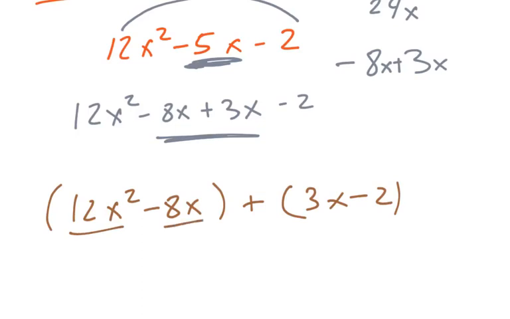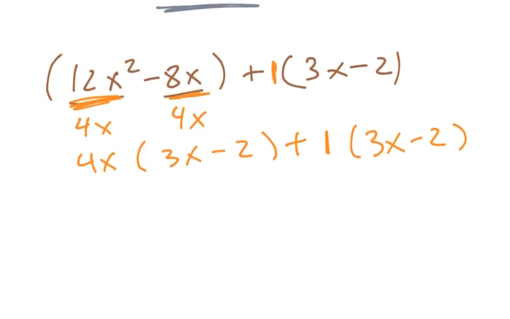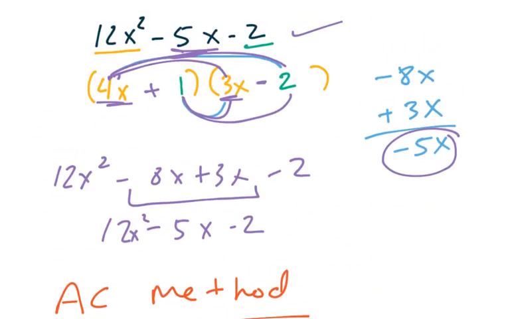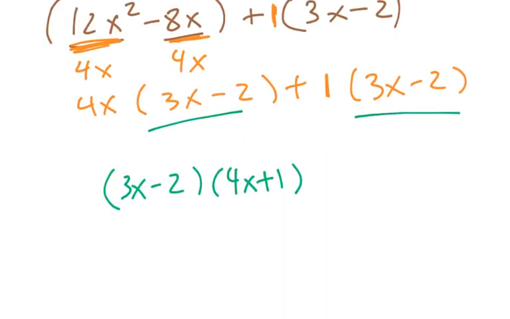So I ask myself, what does 12x squared and 8x have in common? And we can see that they're both divisible by not only 4 but x. So we can factor 4x out. And that would leave me with 3x minus 2. And 3x minus 2 has technically a 1 in front, so I can write it as plus 3x minus 2. Now, what happens here is because both of these have 3x minus 2 in common, I can factor a 3x minus 2 out, and I'll have 4x plus 1 in the back. And what you'll notice is that this method and my original method of factoring produce the same result, albeit the order is switched.